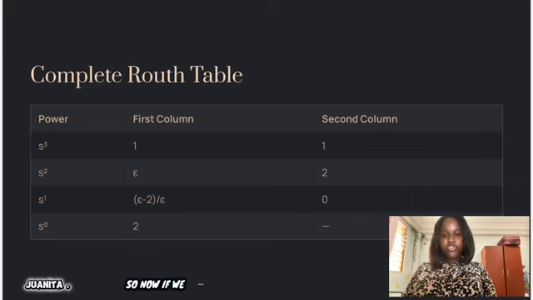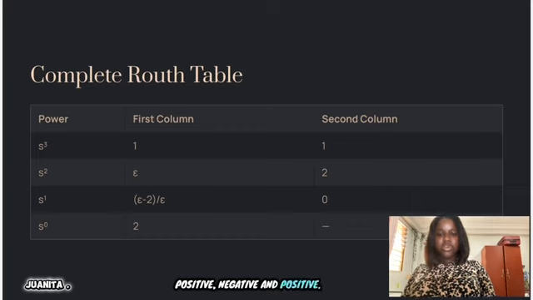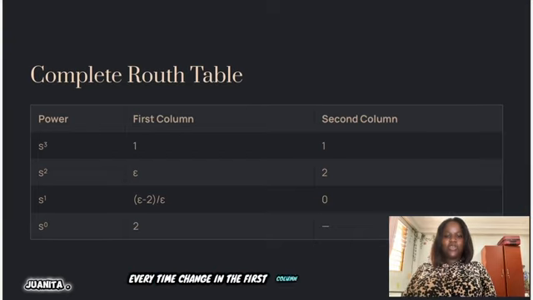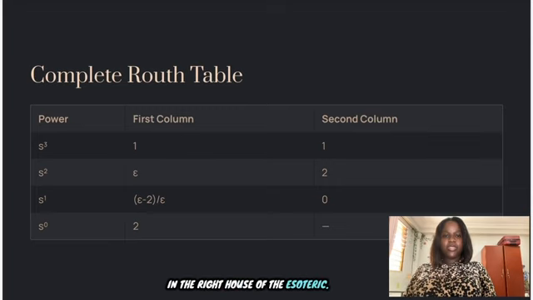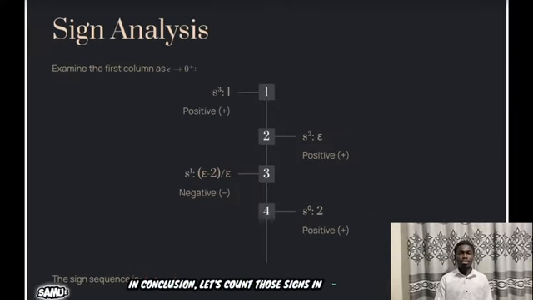So now, if we focus on the first column of the table, we can clearly observe the sign pattern: positive, positive, negative, and positive. These changes in sign are very important according to the Hurwitz criterion. Every sign change in the first column corresponds to a root in the right half of the S-plane. Analysis and conclusion. Let's count those sign changes carefully.